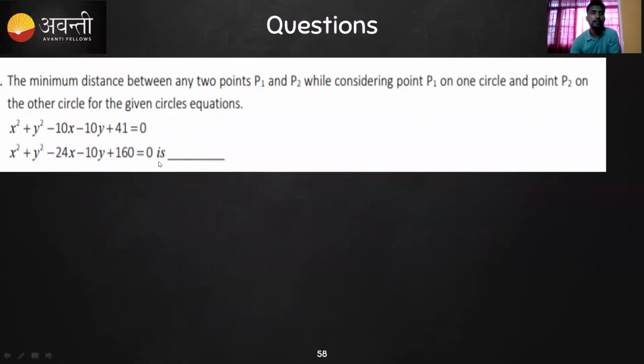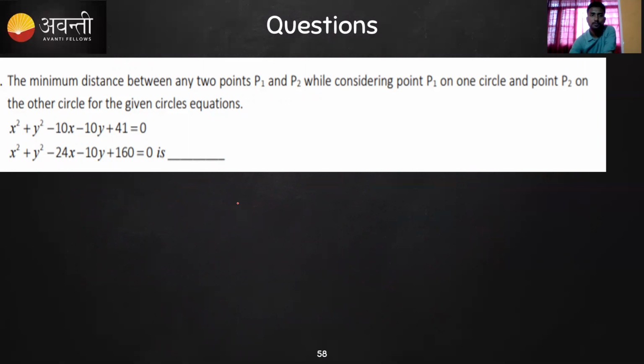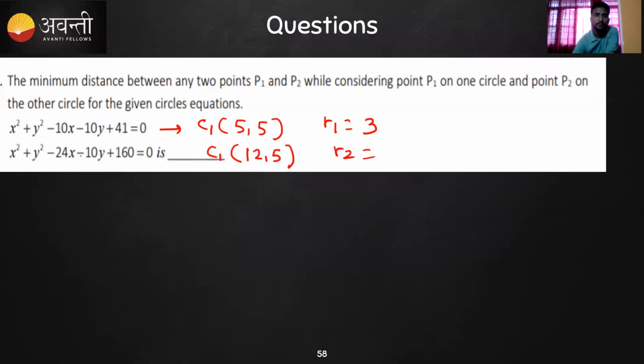Okay. So now you can see what will be the minimum distance between these two circles. There are two circles. Here you can see this circle now. So from here you can write C1 as 5, 5, and R1 as 3. From here you will find this is 12, 5. And from here what will you get? 160, right? So it will be 144 plus again it is 3. So what is it basically?